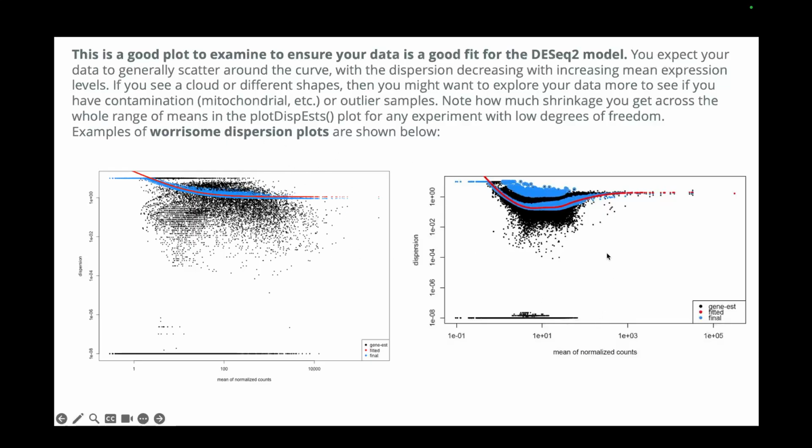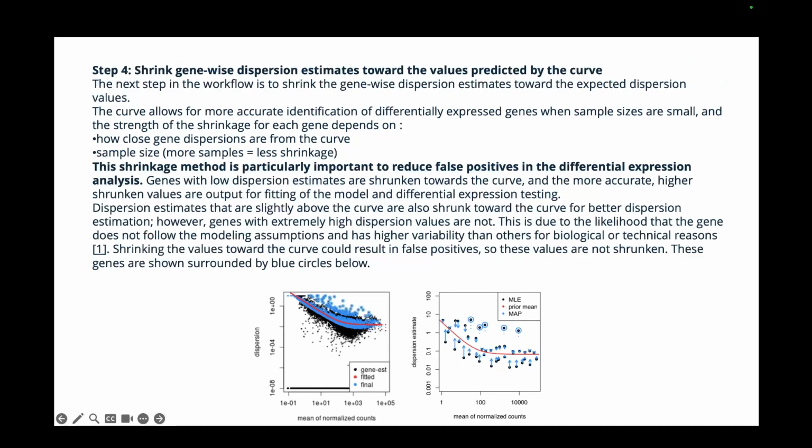So these are the kind of plots which are worrisome, because it's basically forming a cloud around your best fit curve, and with increasing mean normalized counts, the dispersion is not coming down. This is still possible, but you have another set of data points here which are not good actually. Okay. So these kind of plots are actually good. You can see a clear negative correlation here, and dispersion actually comes down with an increase of mean normalized count.